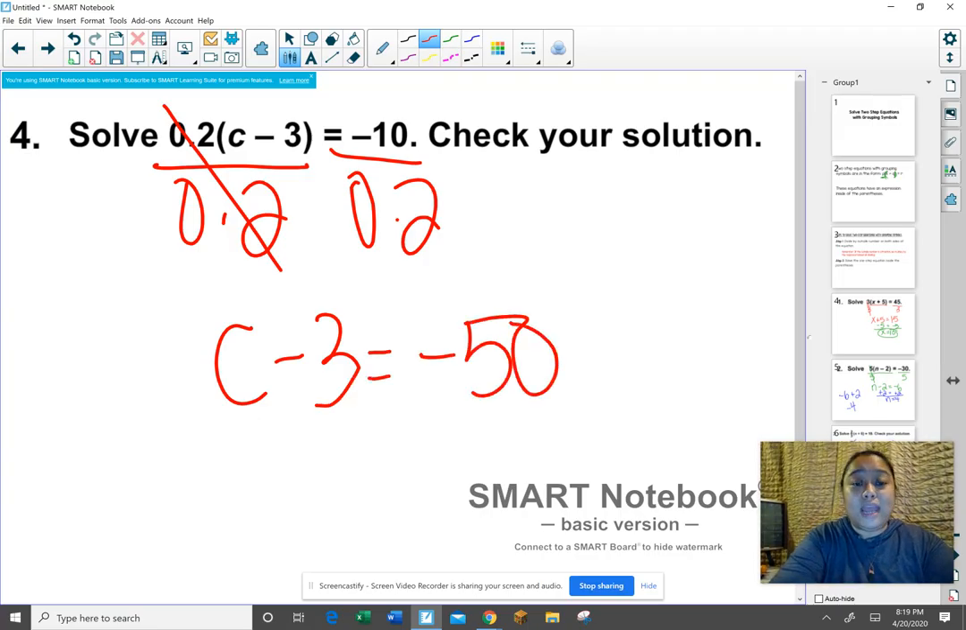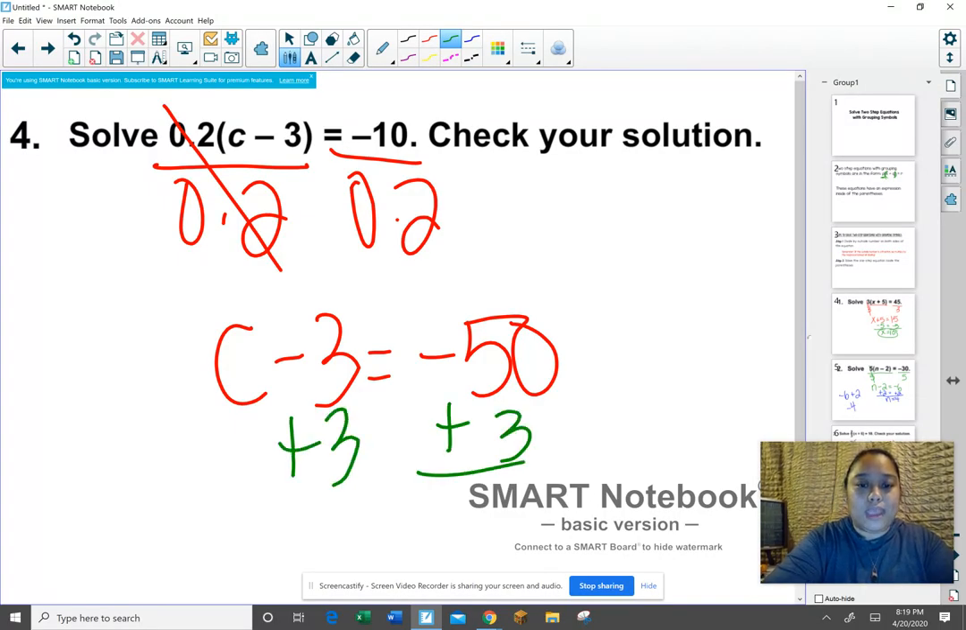Now, again, if I divide two numbers with different signs, it's negative. So now all I have to do is solve this equation. c minus 3 equals negative 50. The opposite of minus 3 is plus 3. Okay. Now our answer is c equals negative 47.